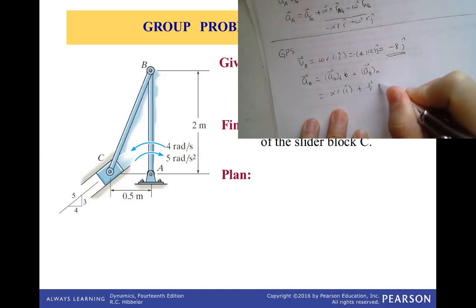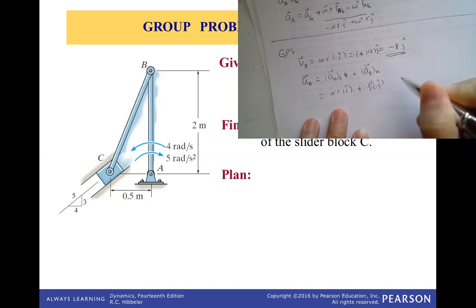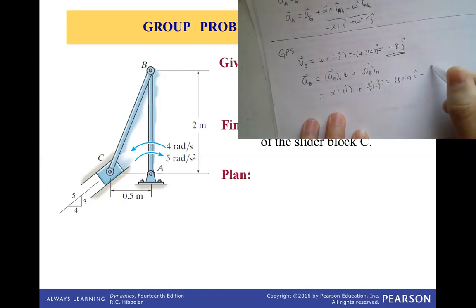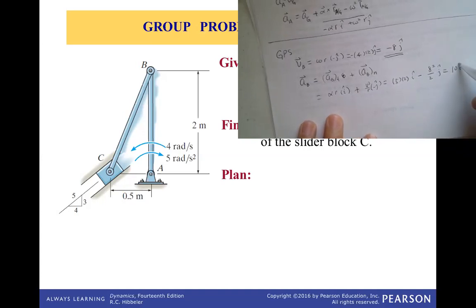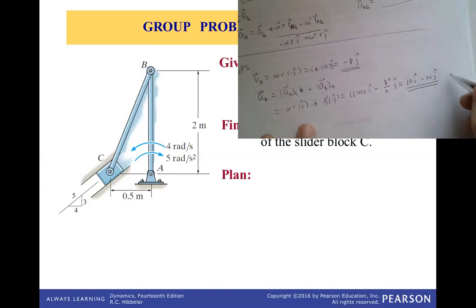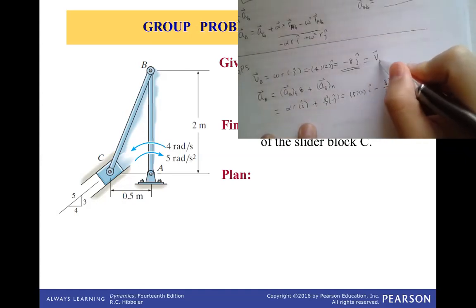Either way, that should be the same. So minus J. If you plug in the numbers, alpha is 5 times 2 in the I direction, and then minus V, which is 8 squared over 2, in the J direction. That gives you 10 in the I direction minus 32 in the J direction. So this is your oscillation at point B, and this is your velocity at point B.